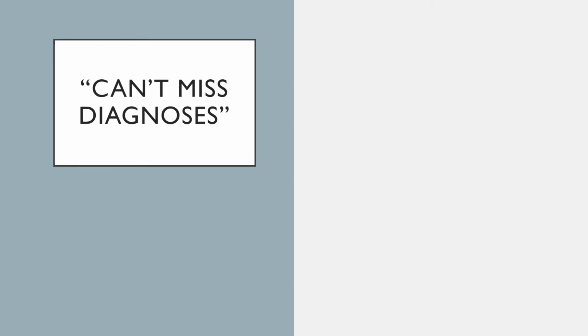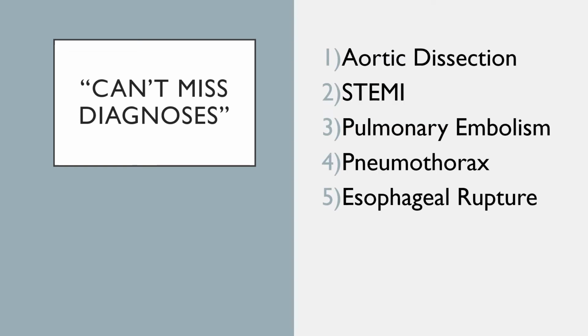There are 5 can't-miss diagnoses when it comes to chest pain. These include aortic dissection, ST elevation MI, pulmonary embolism, pneumothorax, and esophageal rupture. Now, most of the time, these have already been ruled out in the emergency department. However, mistakes do happen, so you should always keep them in the back of your mind. If you're not sure how to diagnose, work up, or treat these conditions, please review prior lectures, UpToDate, or whatever your preferred resource is.